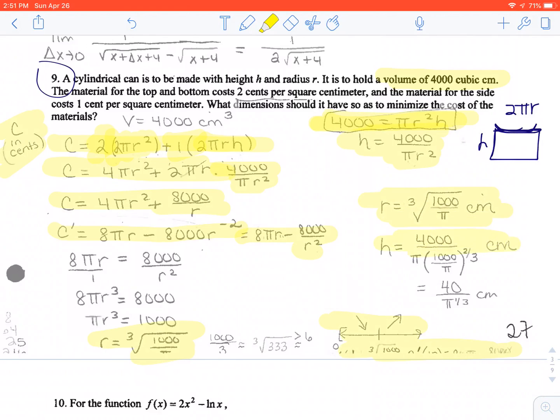If we plug that back into the height, if it's free response, you could leave it like that. You don't necessarily have to simplify it to get the number of centimeters.